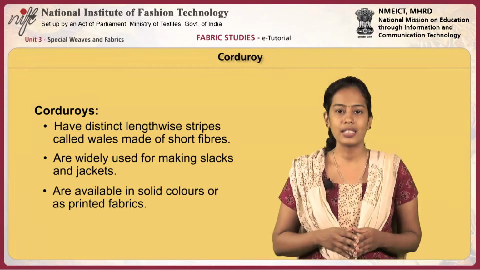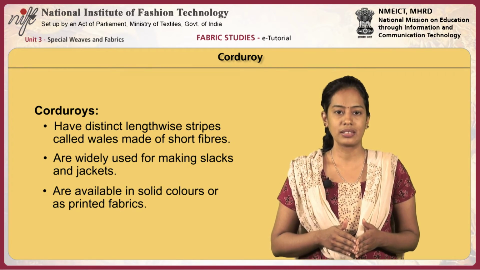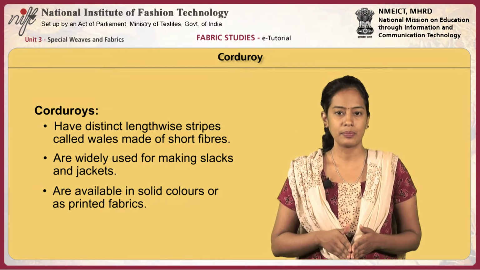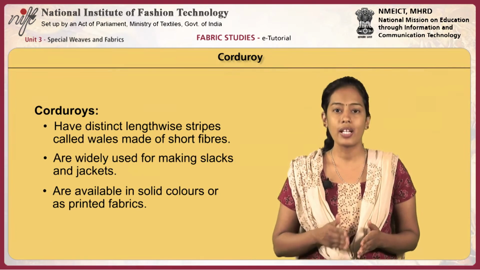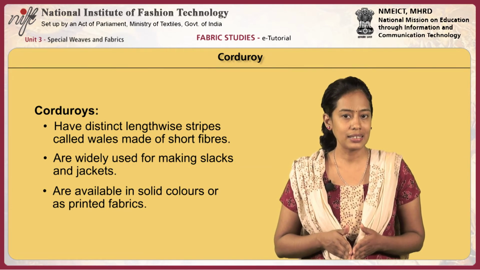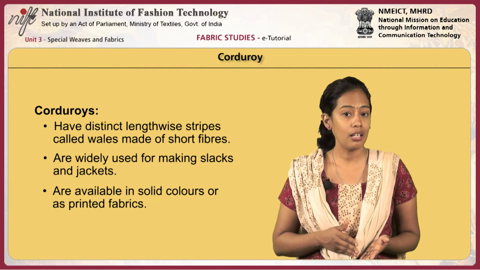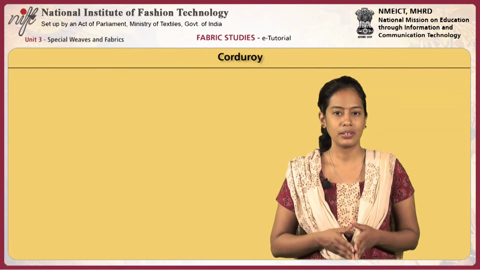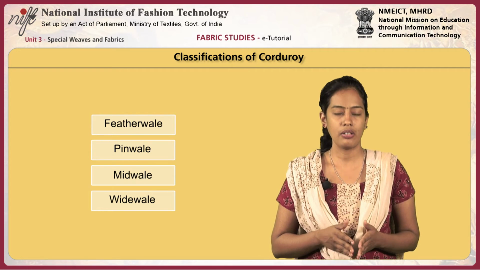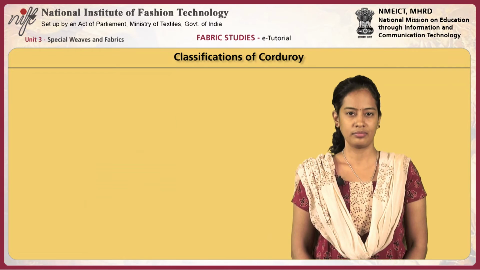Corduroys have distinct lengthwise stripes called wales made of short fibers. The base fabric may be made of plain or twill weaves. Corduroy fabrics made of twill weave have denser piles. They are widely used for making slacks and jackets. Corduroys are available in solid colors or as printed fabrics. Corduroys are classified based on the wales per inch in the fabric and meant for various end uses accordingly.